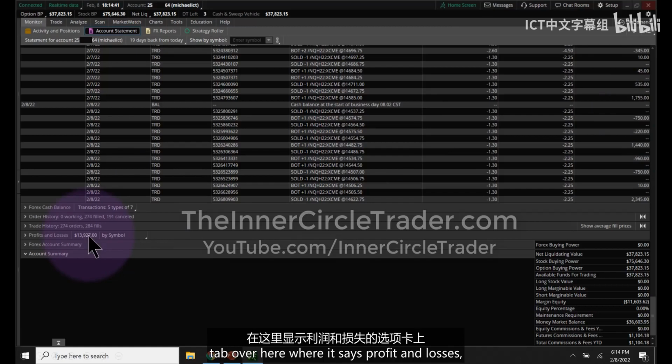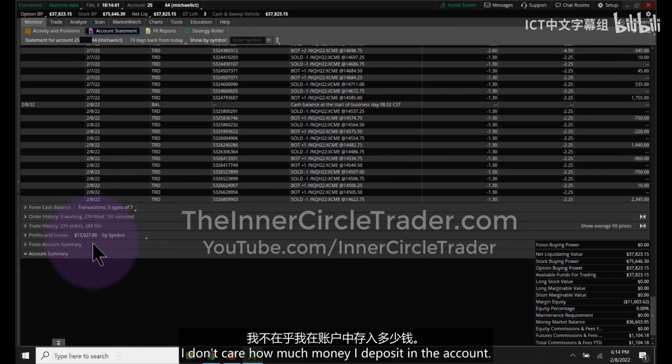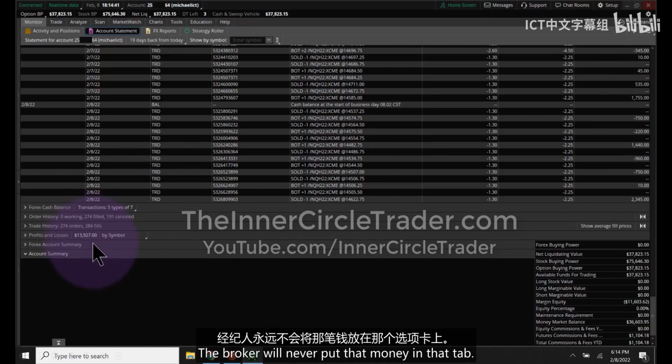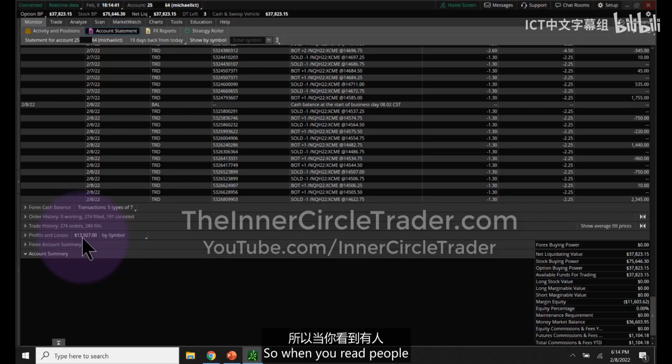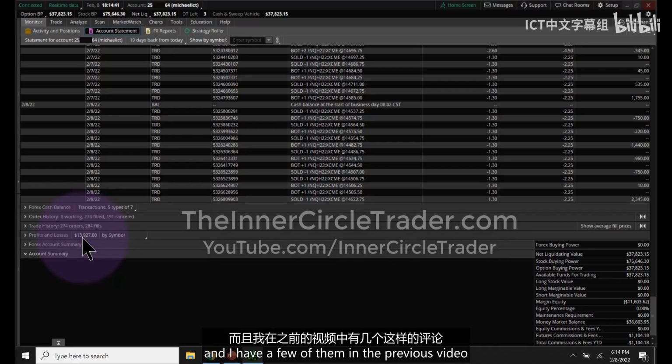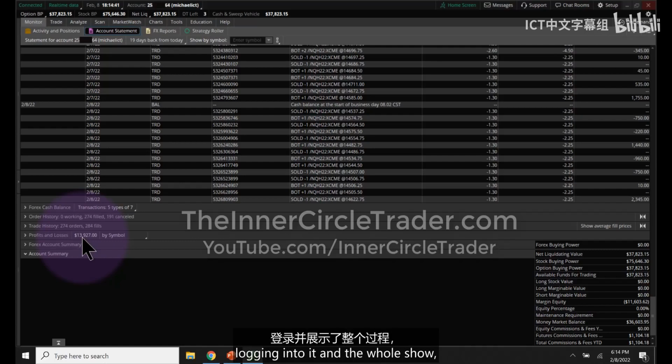And this tab over here where it says profit and losses, I don't care how much money I deposit in the account, the broker will never put that money in that tab. So when you read people making comments on the internet, and I have a few of them in the previous video that I mentioned and showed today where I was showing my live account logging into it in the whole show, they said that I'm adding money and this is reflecting the additions.